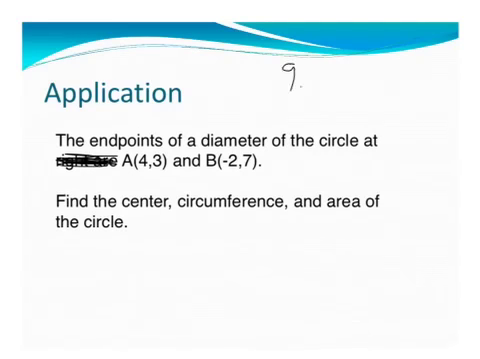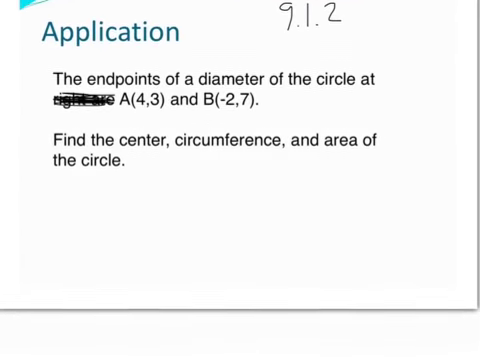So an extra problem from 9.1, day 2, and we're dealing with circles. Just like the last example, we have the endpoints of a diameter at A (4, 3) and B (-2, 7). We want to find the center, the circumference, and the area of the circle. So let's start by finding our center.